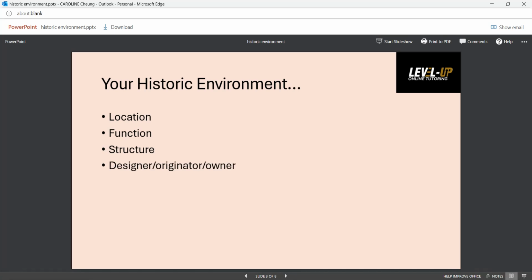The designer and/or the originator and/or the owner. Now, some sites won't have all three. So they might have a designer, but say Durham Cathedral, well, it was owned by the Catholic Church. Whereas something like Hardwick Hall, we know it had an owner, Bess of Hardwick. So don't panic if you can't find someone who did one of those things. They might not exist. They might not be there to find.